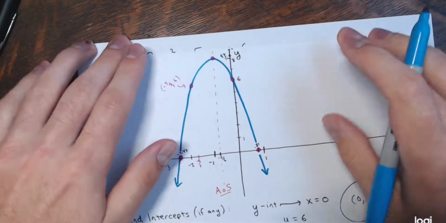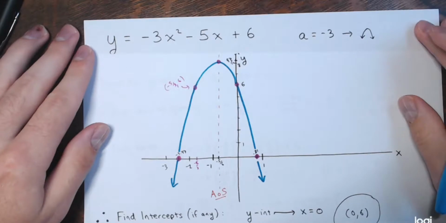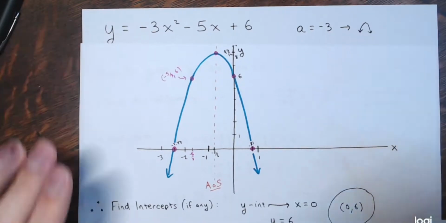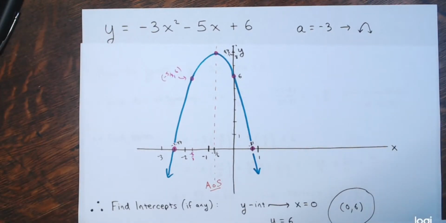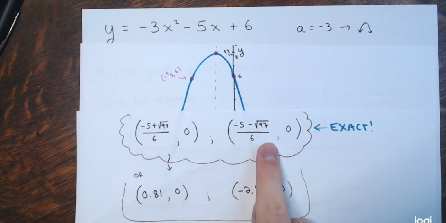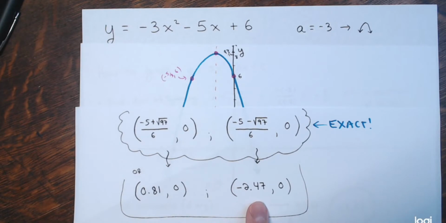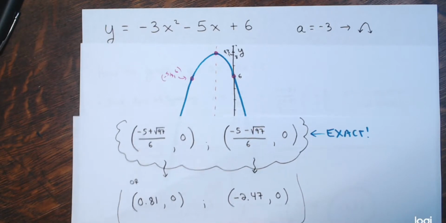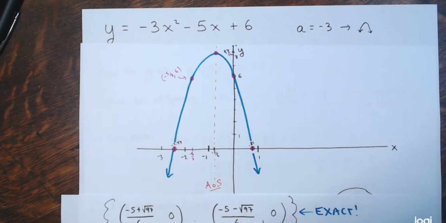So yeah, that was a lot, I know, but this is how I'm going to go about graphing every single one of these. Again, we weren't asked to graph, we were just asked to find the intercepts. The y-intercept was 0, 6, and the x-intercepts were either these with the exact answers or these when you round to 2 decimal places. Now let me show you on Desmos as well.